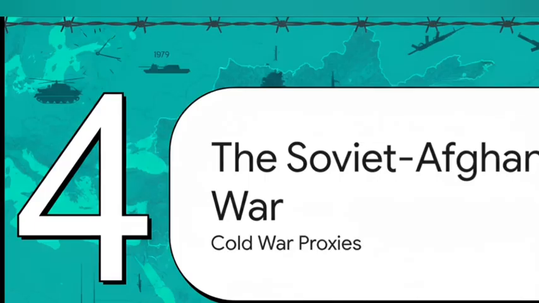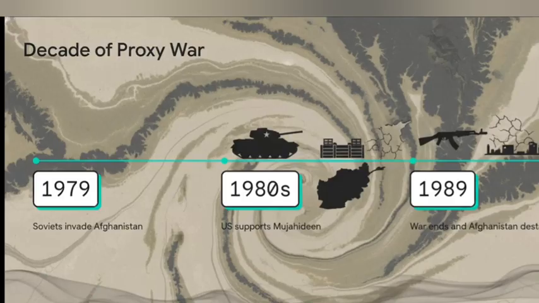Section 4. The Soviet-Afghan War. Let's look at a critical decade of proxy warfare. In 1979, the Soviets invaded Afghanistan. Throughout the 1980s, the U.S. responded by supporting the Afghan resistance, known collectively as the Mujahideen. When the war finally ended with the Soviet withdrawal in 1989, Afghanistan was left deeply, deeply destabilized. This single decade perfectly set the stage for the massive conflicts of the incoming 21st century.